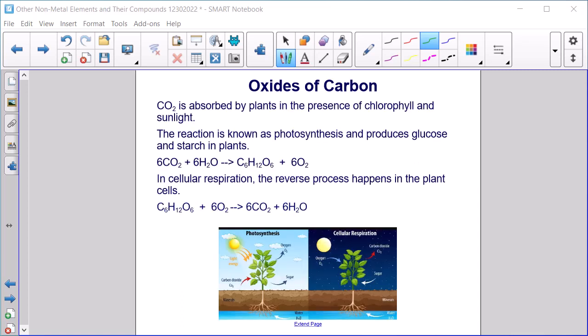Carbon dioxide is absorbed by plants in the presence of chlorophyll and sunlight. The reaction is known as photosynthesis and produces glucose and starch in plants. So the reaction shown here is photosynthesis, showing the capture of carbon dioxide by plants to produce glucose and oxygen. In cellular respiration, the reverse process happens in the plant cells, where glucose and oxygen produce carbon dioxide and water.